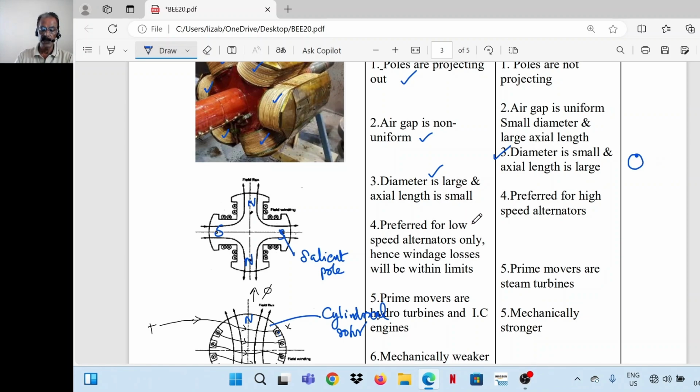So salient pole machines are used for low speed alternators. Since the field poles are protruding or projecting out, windage losses are more, so it can be used only for low speed machines. And for high speed alternators, cylindrical rotor construction is used. It is required for high speed alternators, as I told you, to limit the peripheral velocity. Peripheral velocity means the velocity with which a point on its surface is moving.